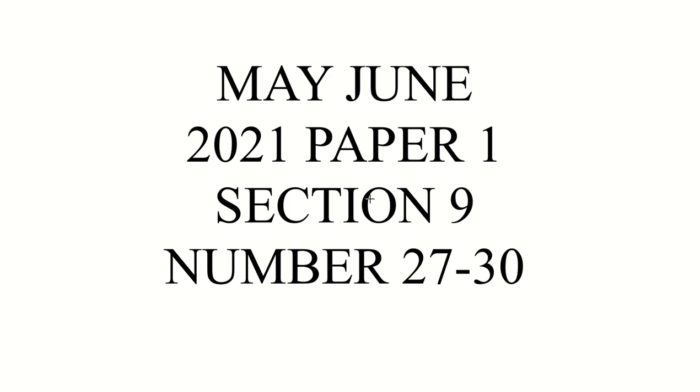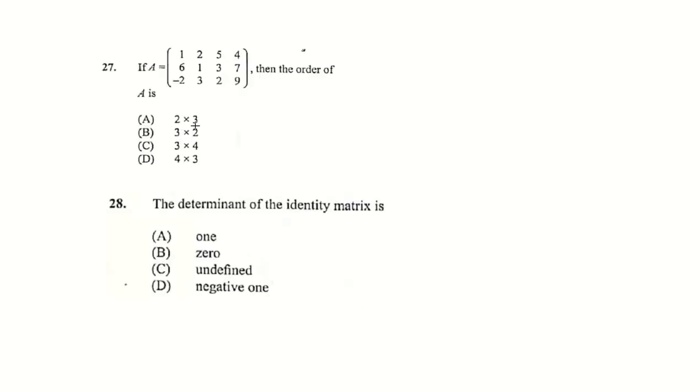Let's look at May, June 2021. Paper 1, Section 9, which is Vectors and Matrices, numbers 27 to 30. They want the order of this. This is 3 rows by 4 columns. That's C. The determinant of our identity matrix is 1. We know if it was a singular matrix, it would be 0.